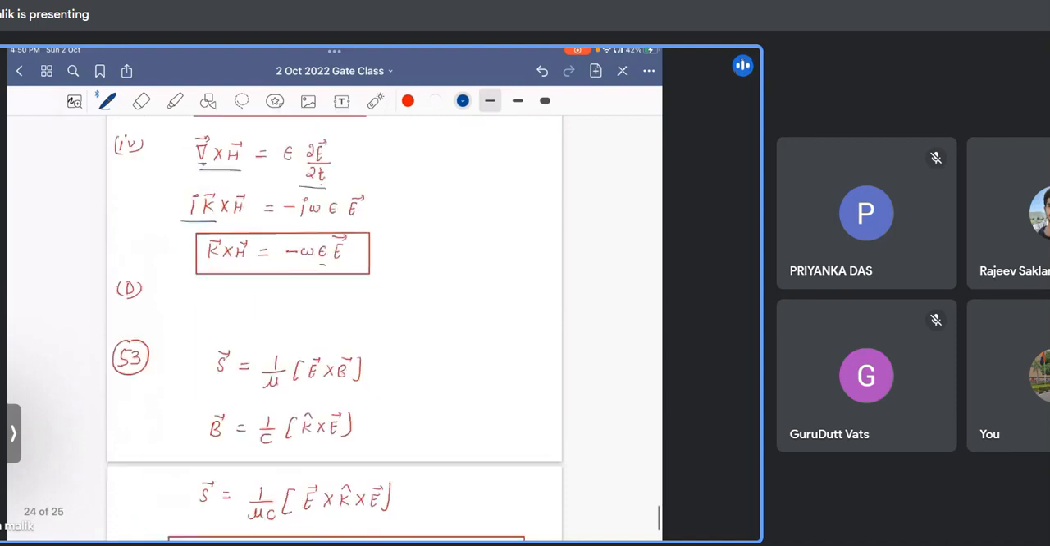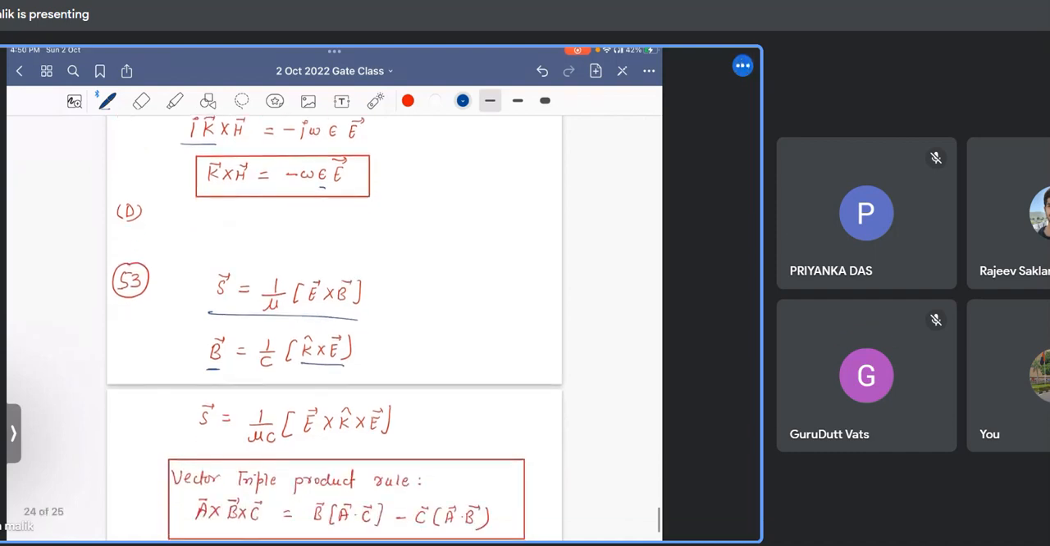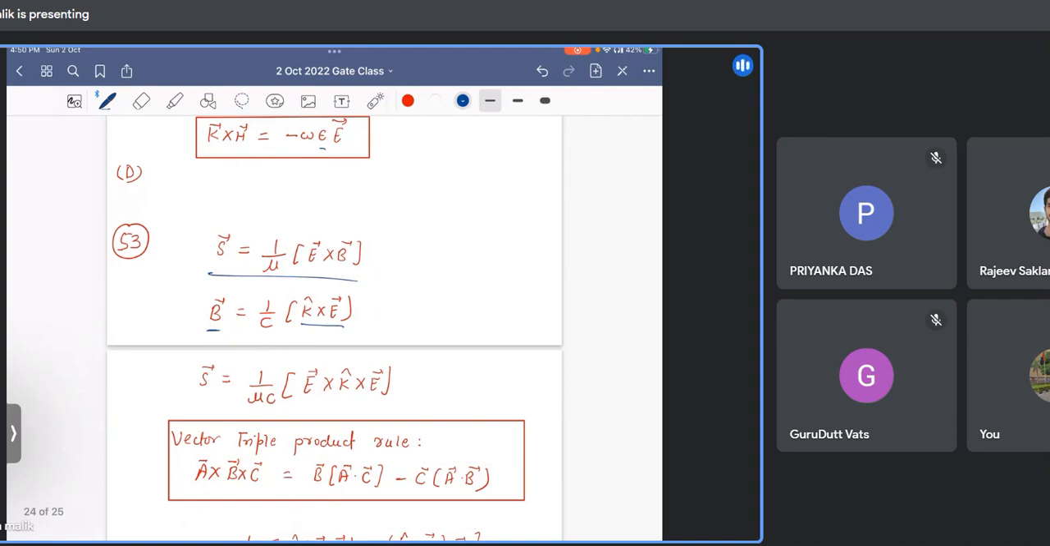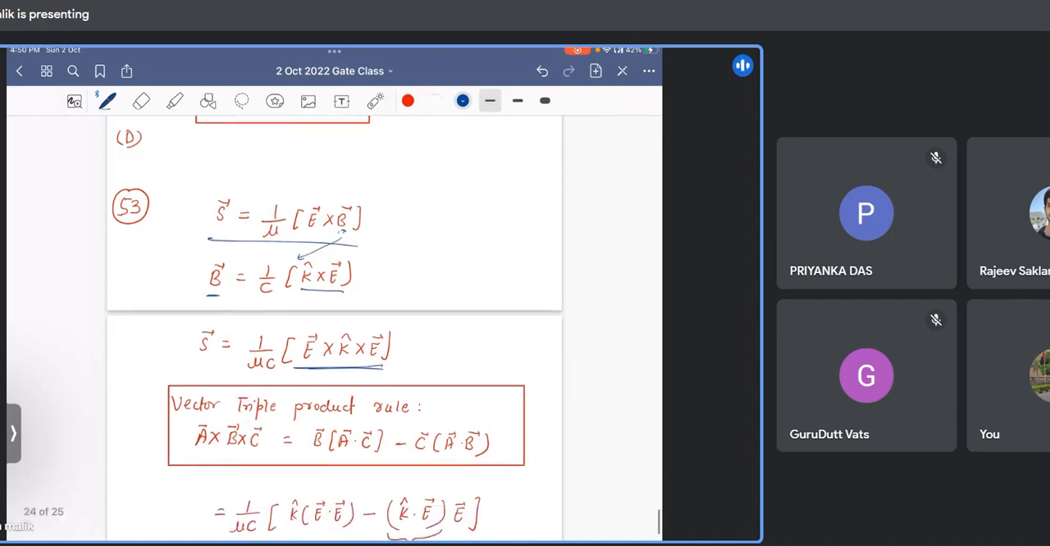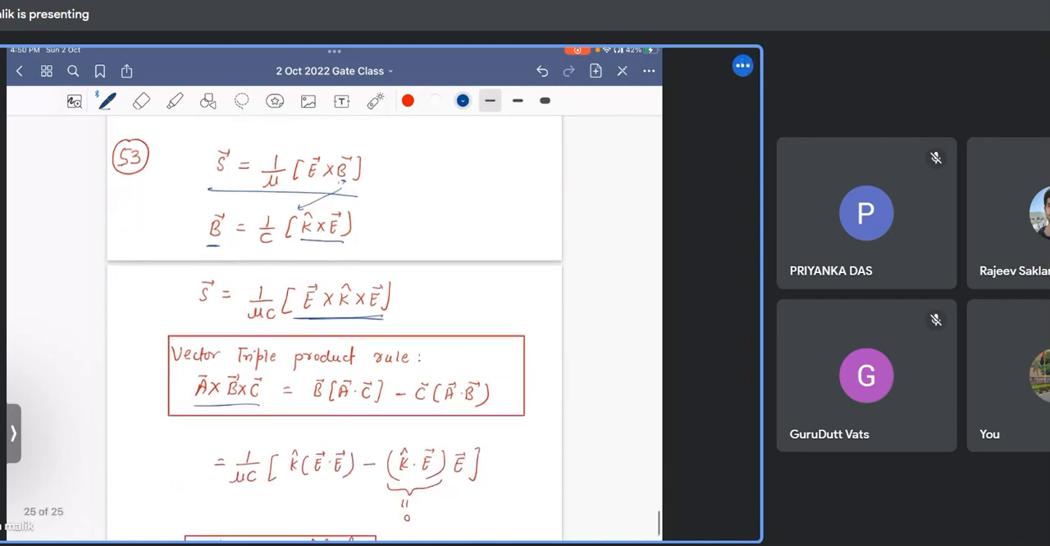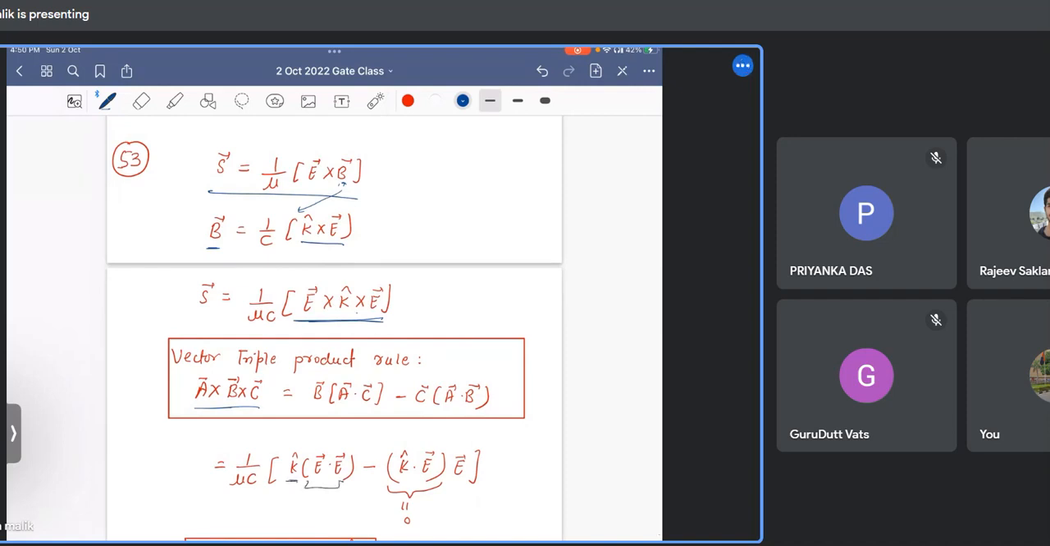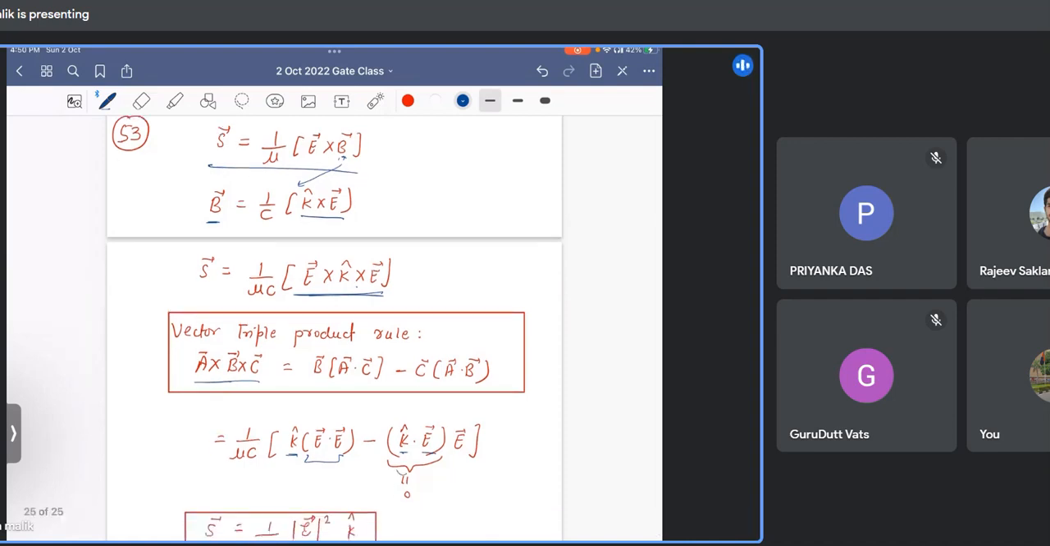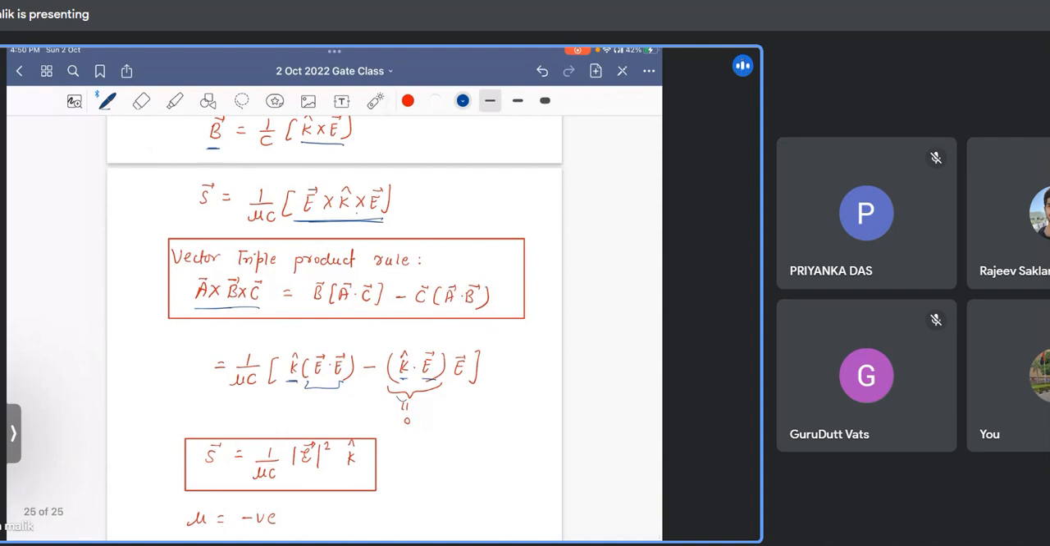For the EM wave, the S vector is given by this, and it is related to the electric field through k cross E. So the S vector is replaced with the magnetic field using this expression. We are left with a vector triple product. We use the triple product rule, so k cap comes outside and this term becomes a scalar, k cap dot E. The electric field is always perpendicular to the propagation vector. This is the transverse characteristic of the EM wave, so this term becomes zero. The Poynting vector becomes 1 by mu c times mod E squared times k cap.